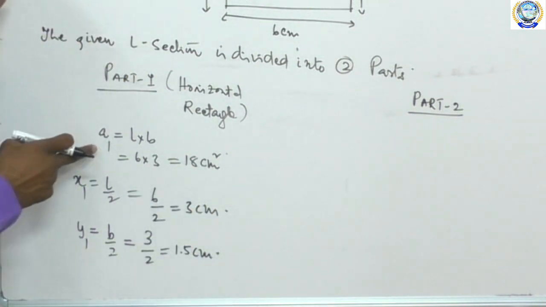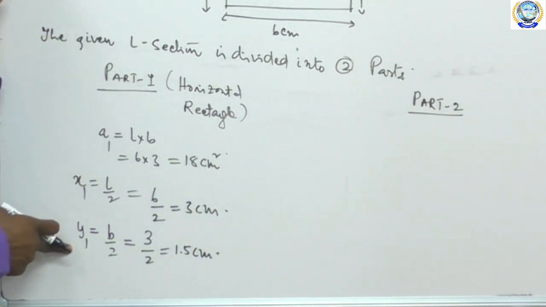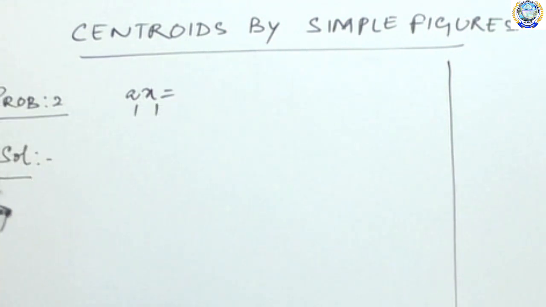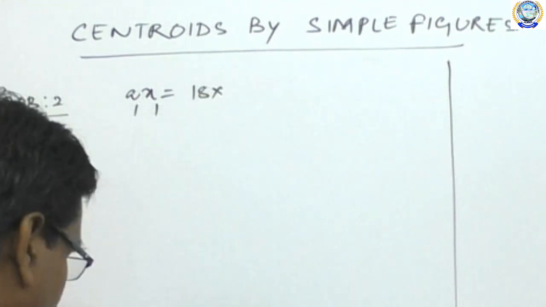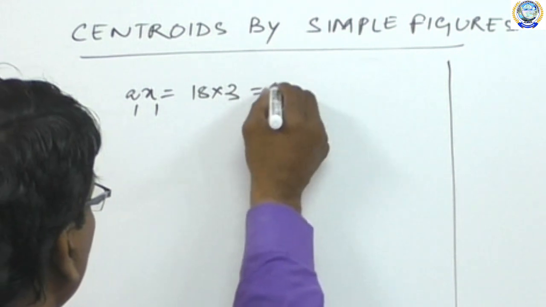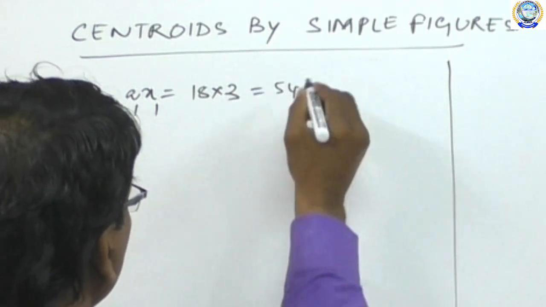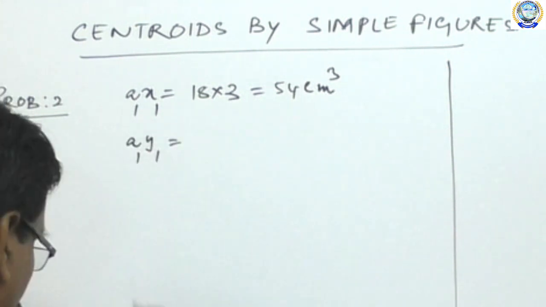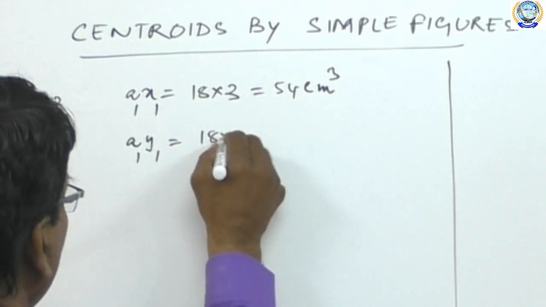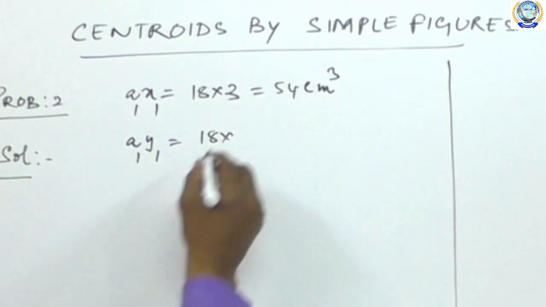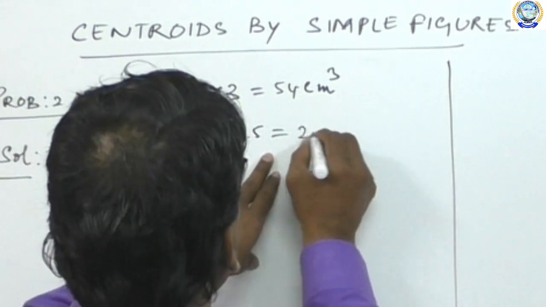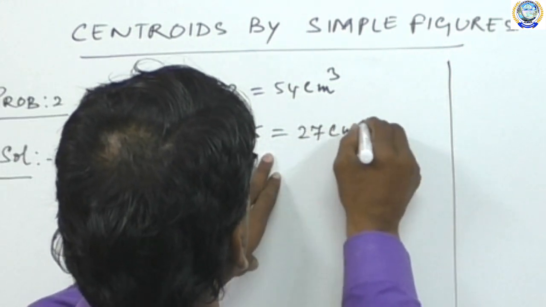Now, using this A1, X1, Y1, we need to find A1X1 and A1Y1. Let us see. A1X1 is equal to 18 into 3 is equal to 54 centimeter cube, and A1Y1 is equal to 18 into 1.5, which is equal to 27 centimeter cube.